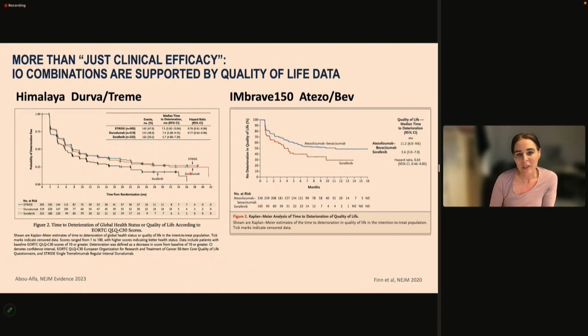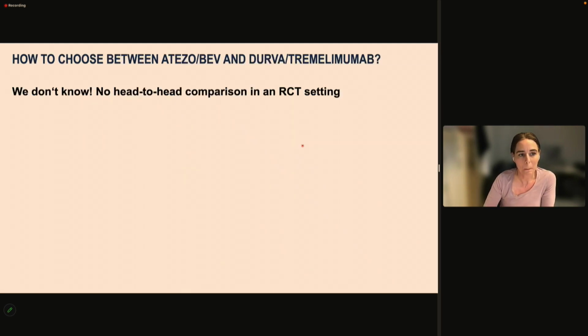And this is where we have to take, at this point, really quality of life data also into account. And what you see here are, again, for the Himalaya trial and for the IMbrave 150 trial, two graphics that show you the time to deterioration and quality of life. And the TKI, the sorafenib line, is the black one here and the red one here. And you can see that deterioration and quality of life happened sooner under the tyrosine kinase inhibitor and later in those arms that use the immunotherapy-based regimen. So basically, the immunotherapy-based combinations are also supported by these type of quality of life data.